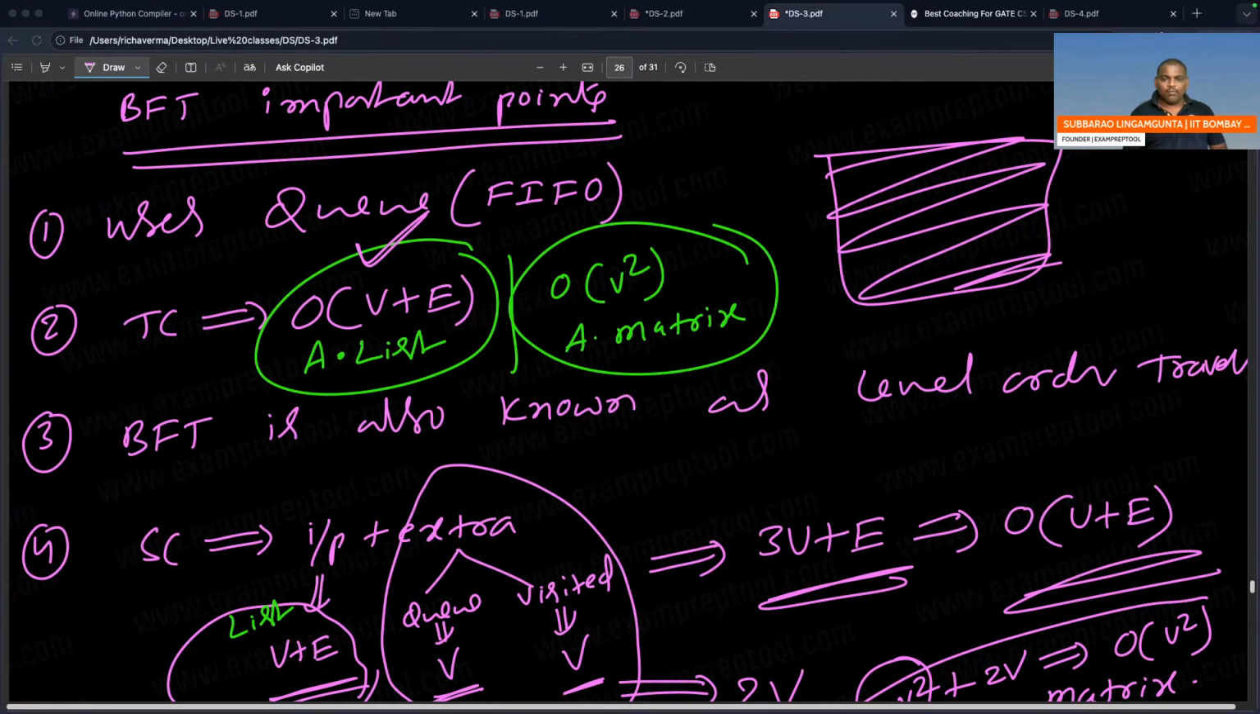Auxiliary means extra. Auxiliary space means extra space. Right, now let's go. Anyone having a small doubt, let me know.